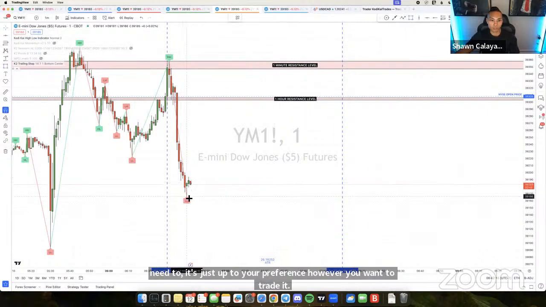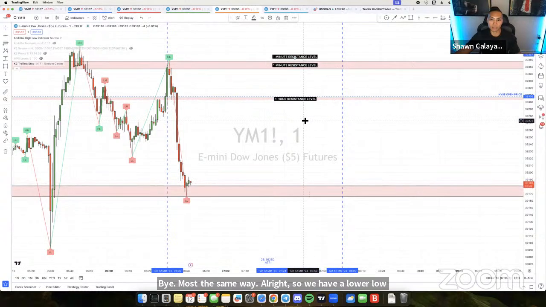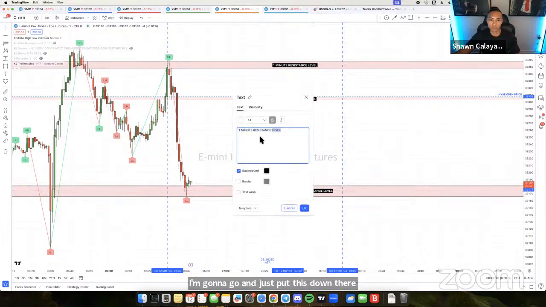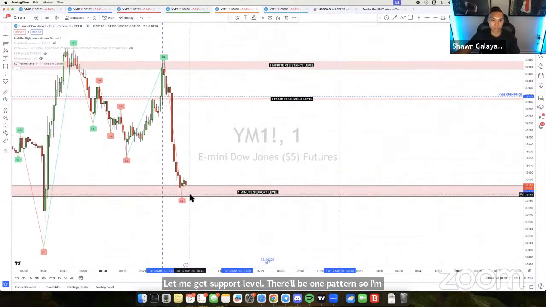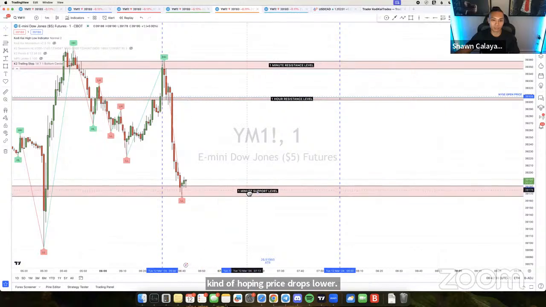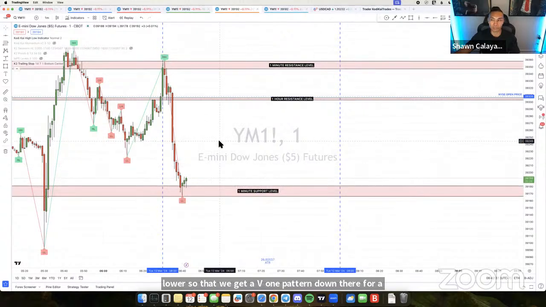All right, so we have a lower low down here. We have a new support level down at this point. I'm going to just put this down there. I'm at a support level. There's no V1 pattern, so I'm kind of hoping price drops lower. I'm hoping this gets invalidated and it keeps dropping lower so that we get a V1 pattern down there for a breakout V3.